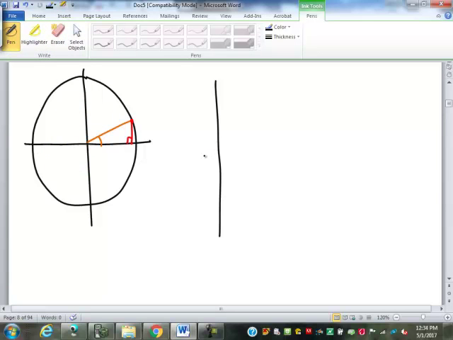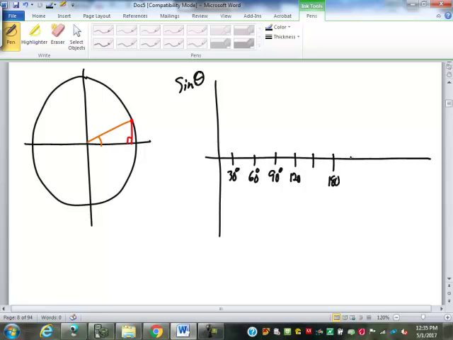What I want to do today is I actually want to graph, compared to the angle, the value of the sine. So what I'm going to do is I'm going to put this at like 30, 60, 90 degrees. These are degrees. 120, 150, 180, 210, 240, 270, 300, 330, 360.